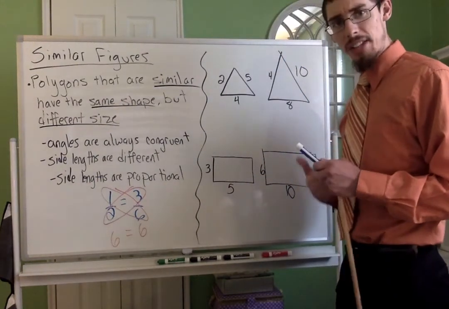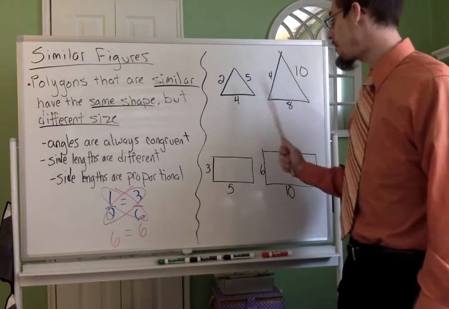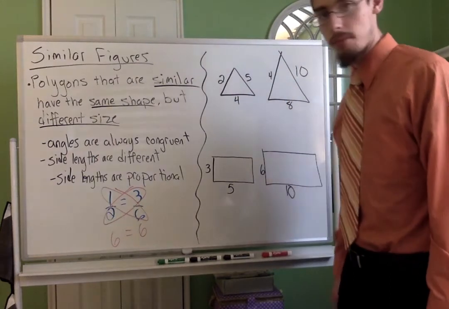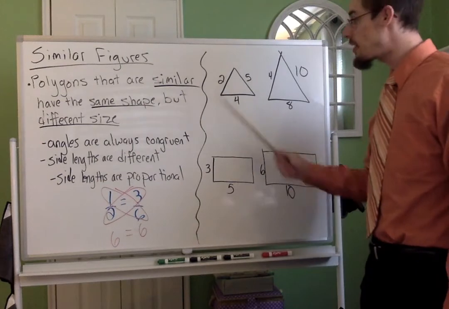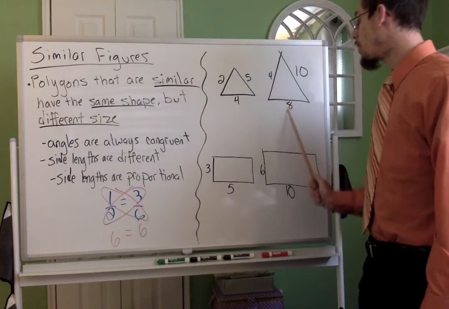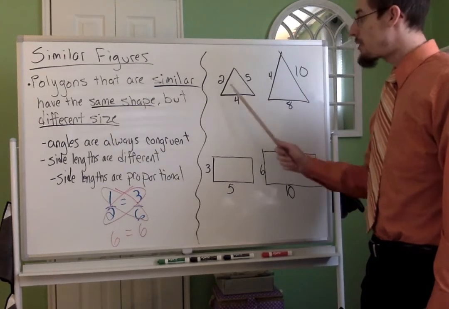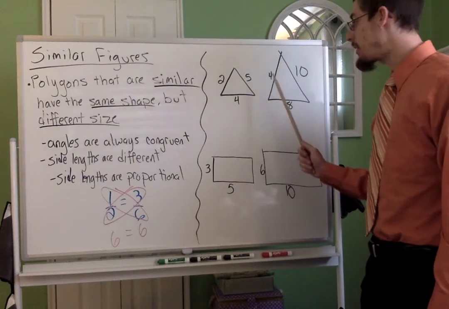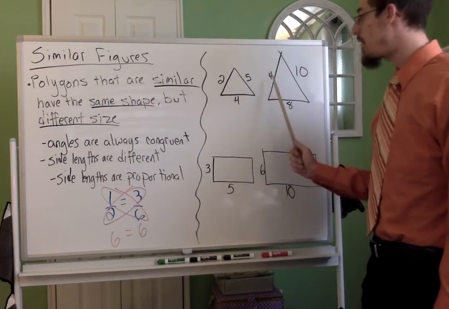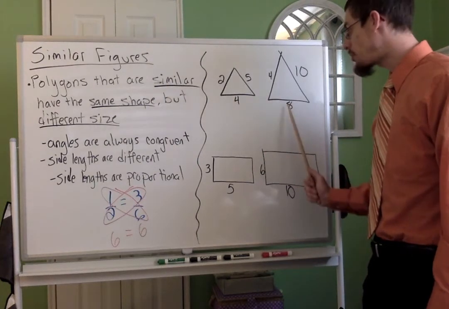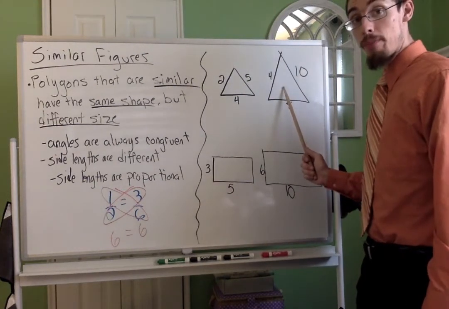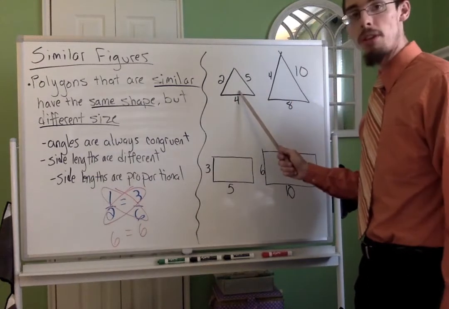So let's just look at some examples of this. The first thing I have here are two triangles. You might notice one triangle smaller than the other one. So if you look at the side lengths, 2, 4, and 5. Now this triangle is 4, 8, and 10. So think about the numbers 2, 4, and 5 and how they relate to 4, 8, and 10. Isn't 2 times 2, 4, and 4 times 2, 8, and 5 times 2, 10? So this triangle is twice the size of the smaller one.